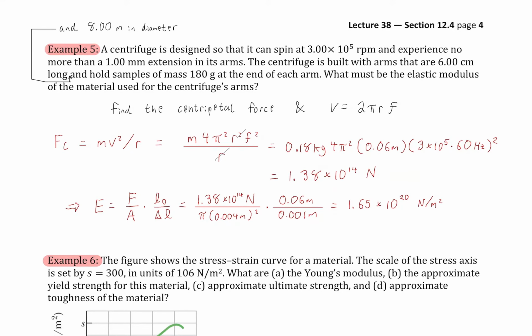Now, to be fair, it is possible to have elastic moduli that are in the order of 10 to the 12 newtons per square meter.